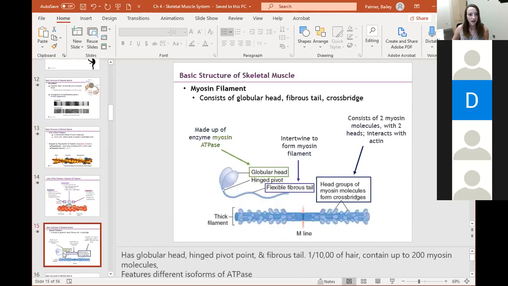Next is the myosin filament here. So you do have to know about what makes up the myosin filament, such as the globular head. Also, what is the globular head made of? It says it right here, myosin ATPase, that's an enzyme. Just kind of knowing how the myosin filament works, what's its role in muscle contraction.